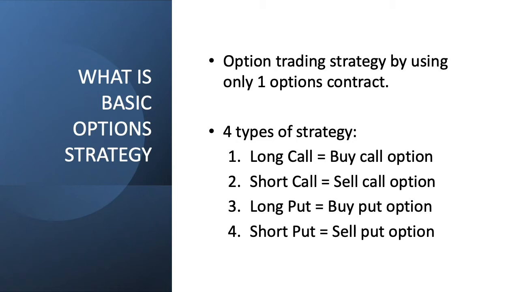So we have 4 types of strategy. The first one, we call it as a long call. The second one is short call. The third one is long put. And the last one is a short put. What is long? Long is buy, short means sell.